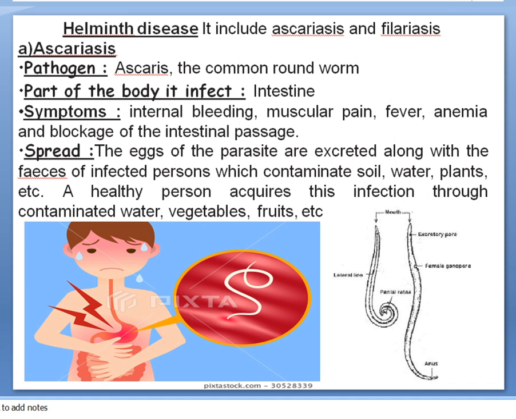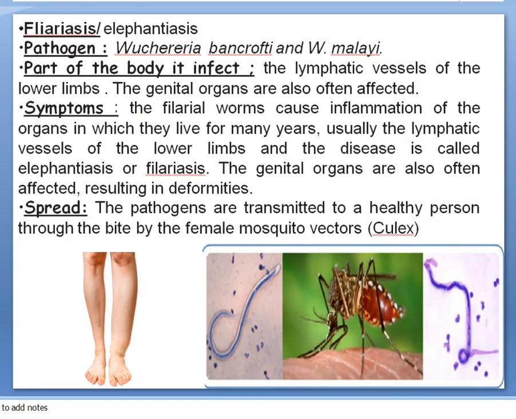Now let me go to the next disease, that is filariasis. Filariasis is also called elephantiasis. The pathogens which cause this disease are Wuchereria bancrofti and Wuchereria malayi. Which part of the body will mainly get infected? The lymphatic vessels, especially the lymphatic vessels of the body extremities, especially the lower limbs, and also the genital organs.